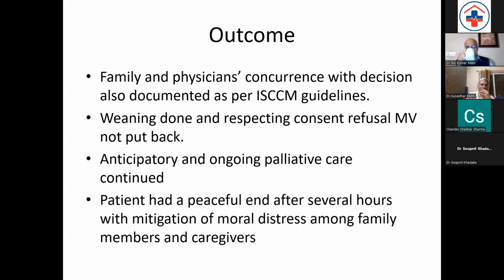Now, what was the outcome? There was family and physicians' concurrence with the decision, and we followed the ISCCM guidelines. At that time, ISCCM guidelines existed in 2005, as you remember. The weaning was done respecting the patient's refusal of consent, and mechanical ventilator was not put back. Anticipatory and ongoing palliative care was continued, and the patient died peacefully after several hours, with mitigation of moral distress among family members and caregivers.